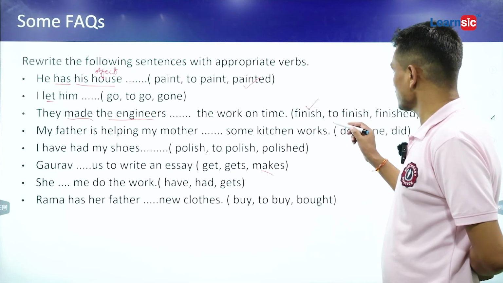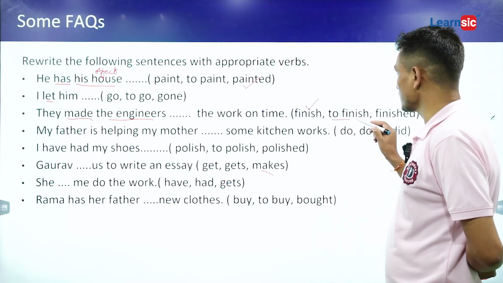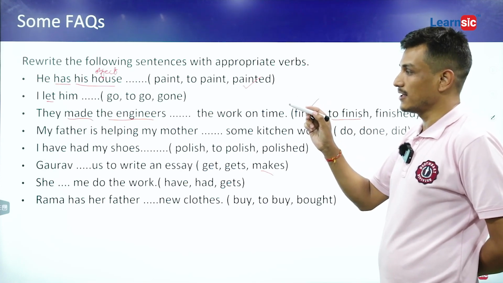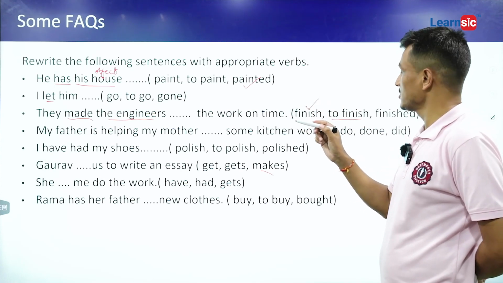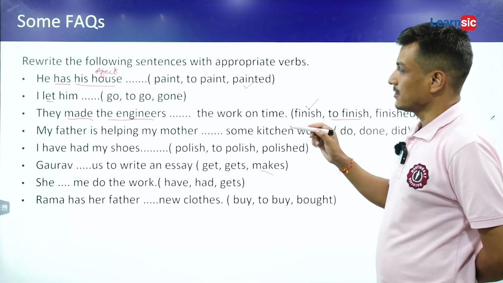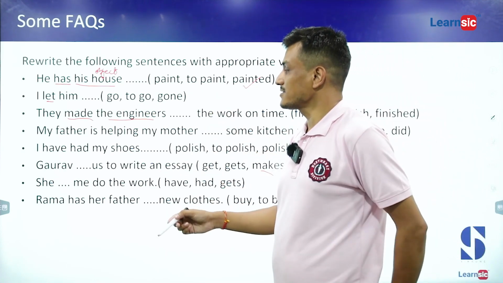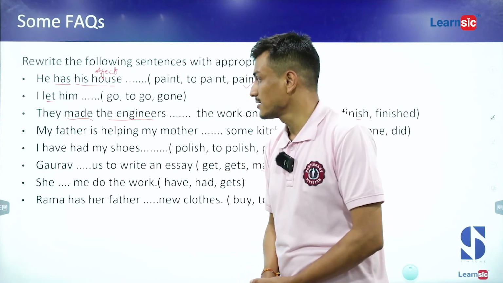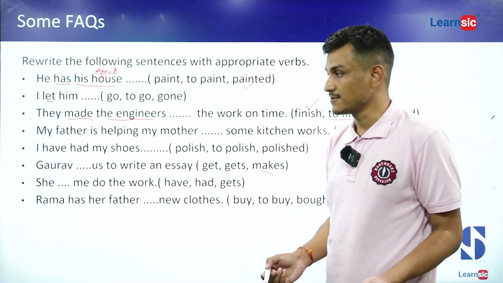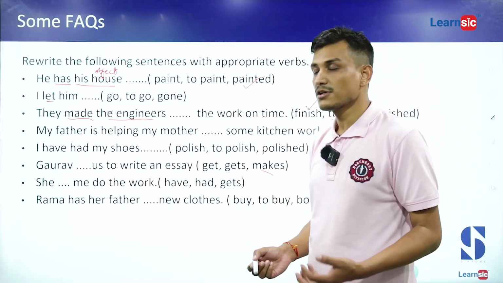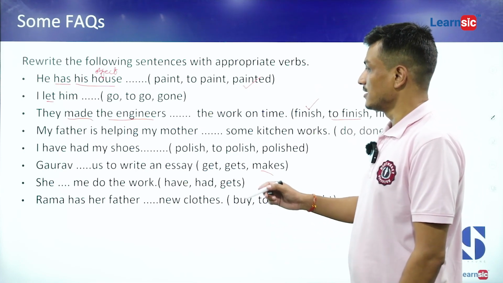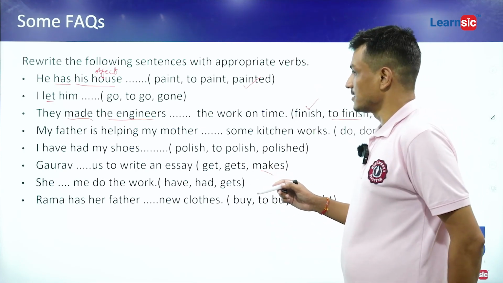Why is to finish not the right answer? Because there is no get. If there is get, they get the engineers to finish the work on time. If there is somebody else instead of engineers, they made the house completed. So it is not the case of non-agent here. So I think you are clear with these examples.